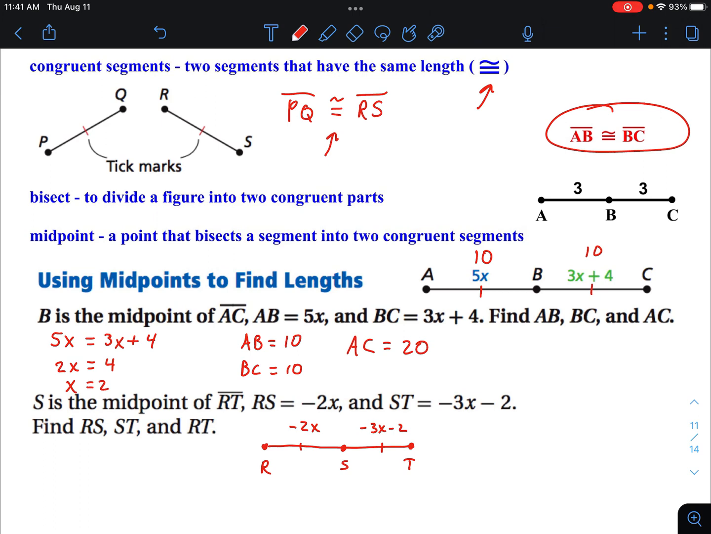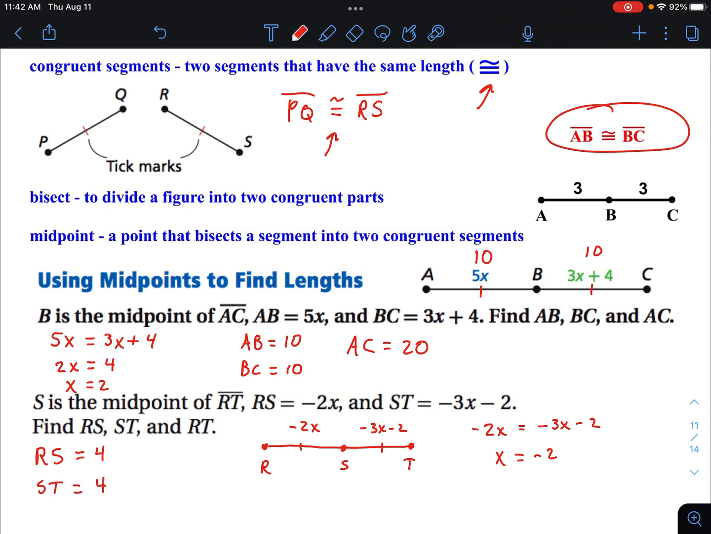And since I know they are exactly the same, I'm going to set those equal to each other. So negative 2x is equal to negative 3x minus 2. Add 3x, you do get x equals negative 2. Now that's not an answer we're looking for. Remember, we're looking for RS. So now that I plug that back in, we got negative 2 times negative 2, which is positive 4. So RS is a length of 4.